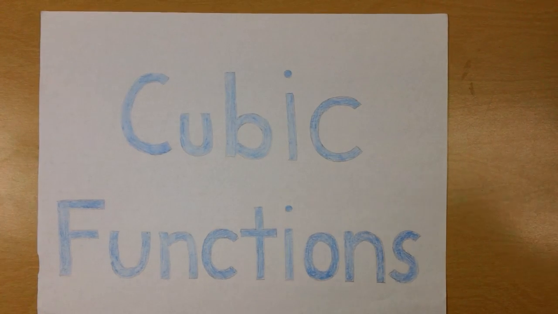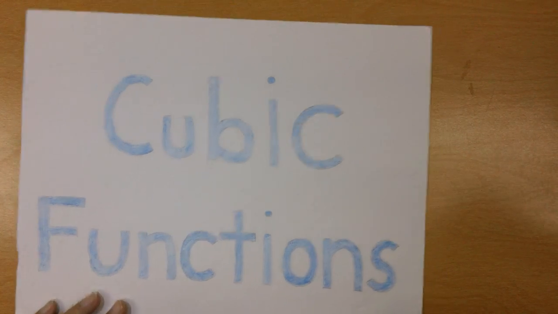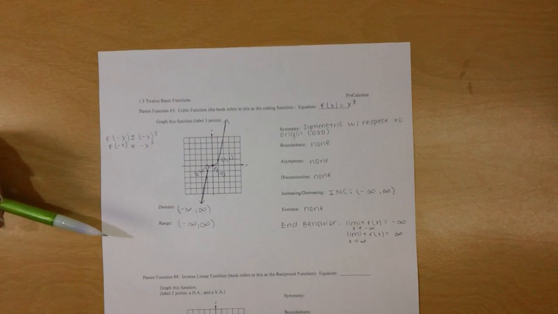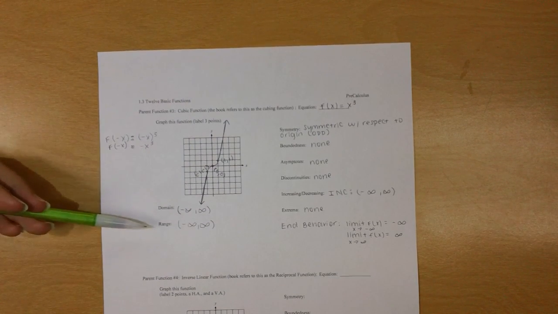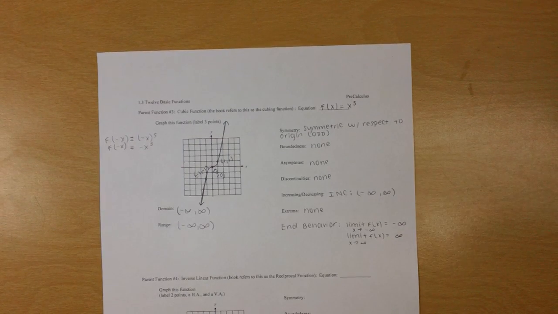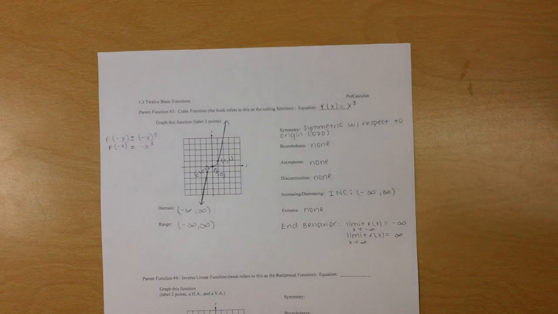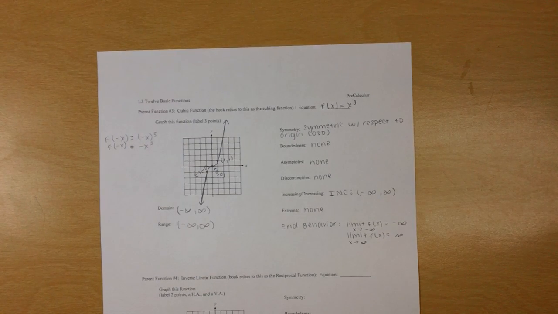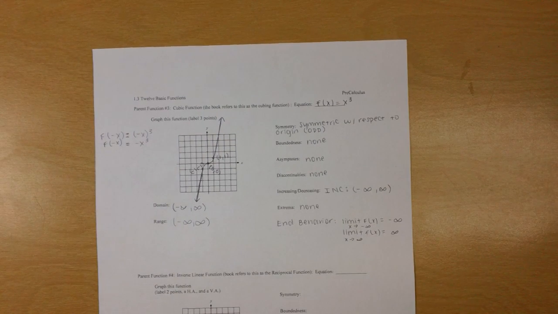This function is called the cubic function and is also known as the cubing function. The parent function is f of x equals x to the third power. The domain and range of a cubic function is the set of all real numbers. For symmetry, this function is symmetric with respect to the origin, which means that this function is an odd function. If you plug negative x into it, you'll get negative x cubed, the opposite of x cubed.